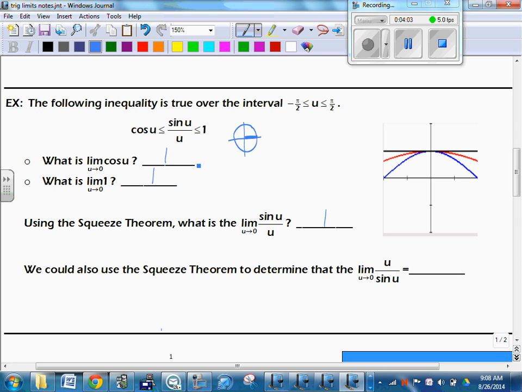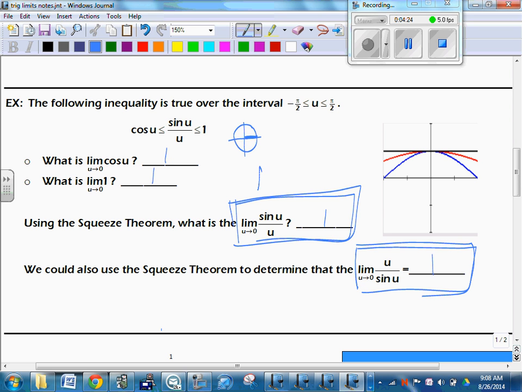So that squeeze theorem is kind of giving us this limit. We could also use the squeeze theorem to show that the reciprocal of this has the same limit. So the limit of u over sine of u would also be 1. We're not going to show that one, but it works similarly. All right, so these are two big ones that you need to remember, good ones to put on your Review Guide.